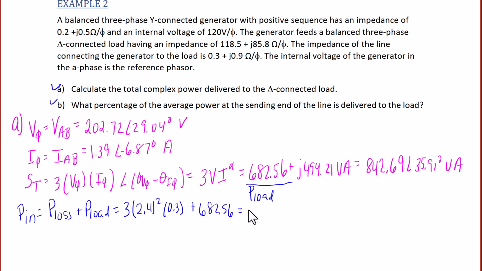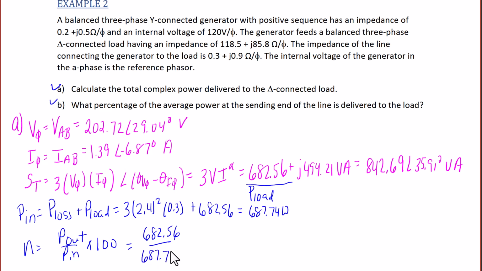So P in is equal to 687.74 watts. So the efficiency is equal to P out over P in times 100. P load and P out is the same thing. So this is 682.56 divided by 687.74 times 100, and the efficiency is equal to 99.25%.